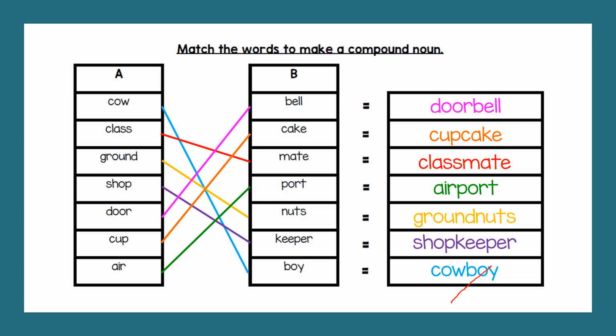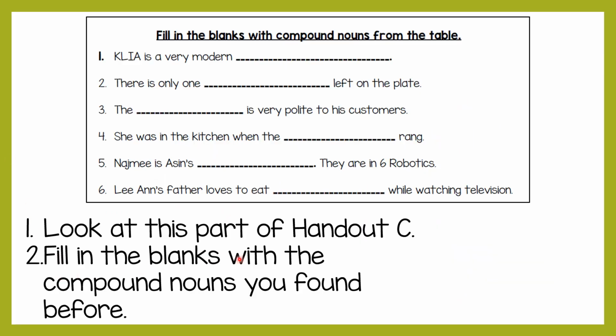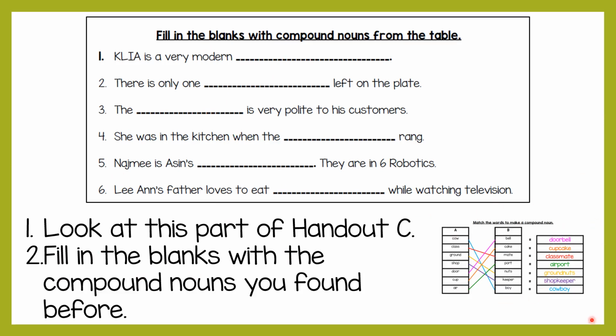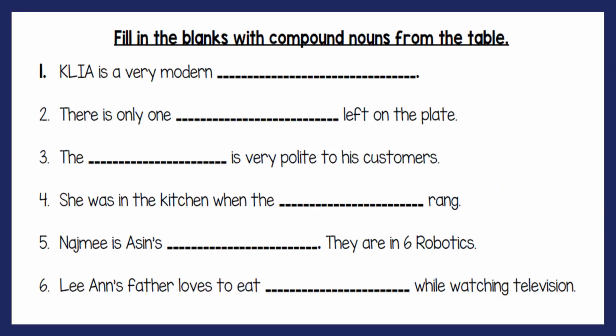Well done. Let's look at this part of handout C. You are going to fill in the blanks with compound nouns that you found in this table. Okay? Use these words to fill in these blanks. Now, there are 7 words here, but there are only 6 questions. So choose very carefully. Remember, pause your video while you do the handout. Let's check this part together.